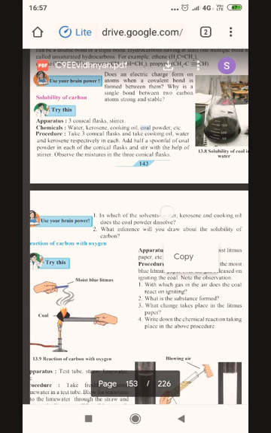So, in water it is insoluble. In other organic solvents, it can dissolve easily or to some extent.